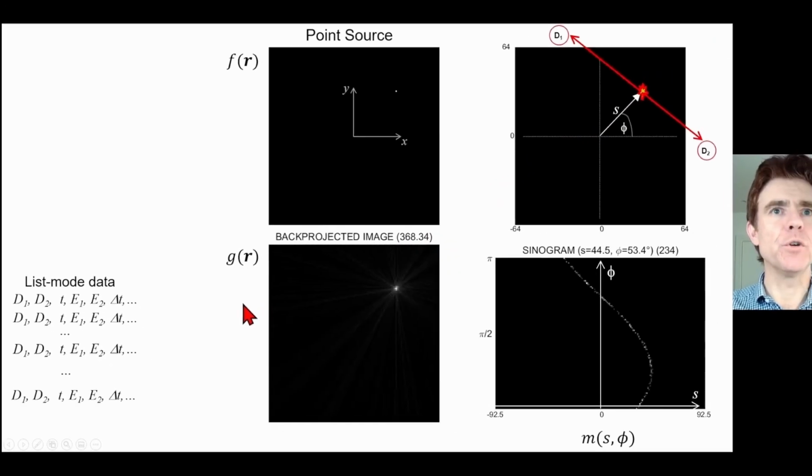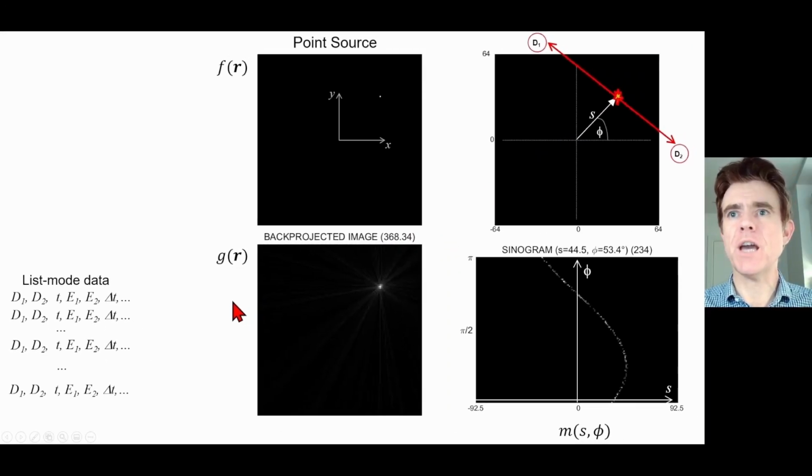Right, okay, moving on. Now if we have 234 events, the most recent one is shown here, distance s, angle phi, and you can see now why this m of s and phi is called a sinogram, because a point source is now clearly tracing out this sinusoidal response on the sinogram. The back projected image is now looking much better. We can see very clearly where that single point source is.